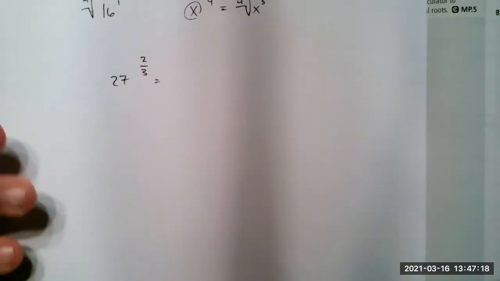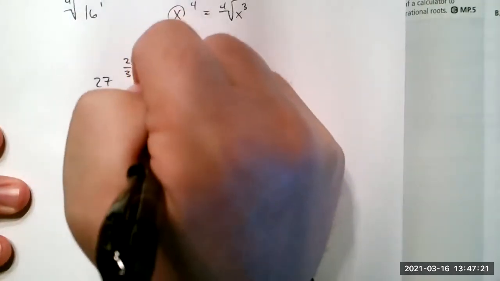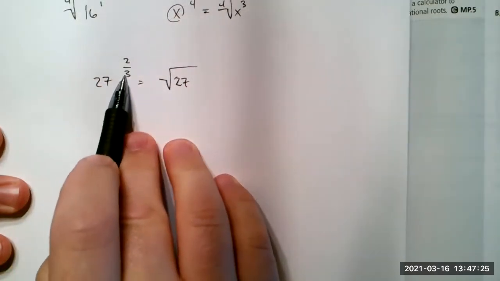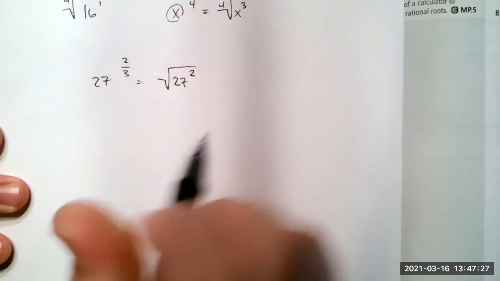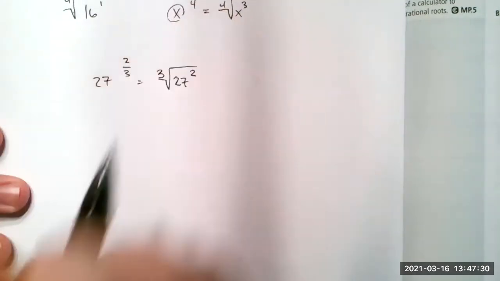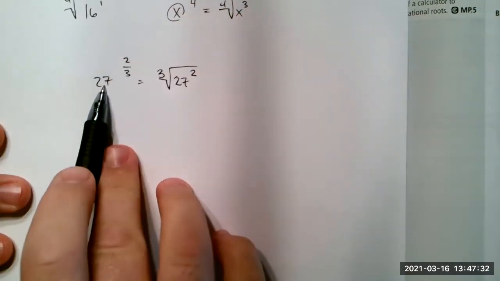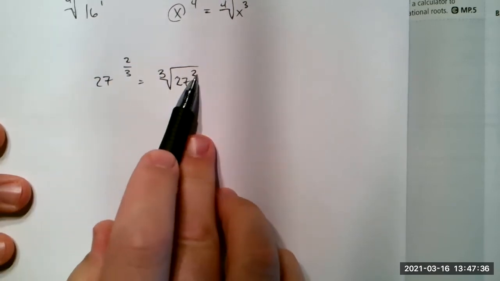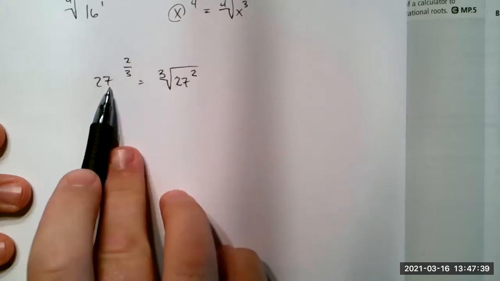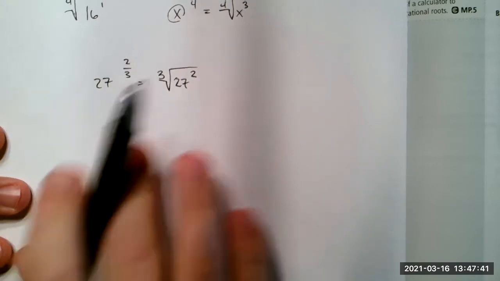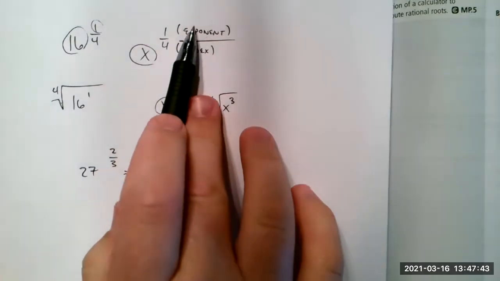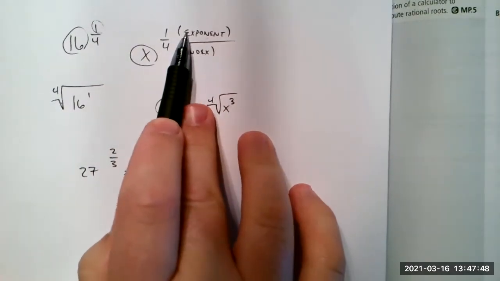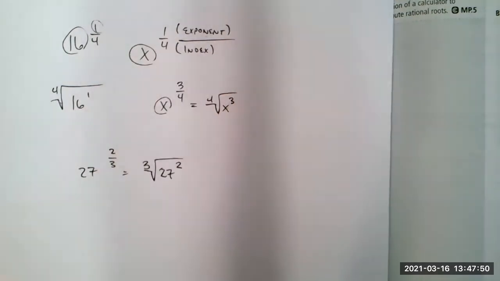That's the same thing as, again, 27 is my base. It's exponent over index. So my exponent is 2, my index is 3. So 27 to the 2/3 power is the same thing as the cubed root of 27 squared. They go hand in hand. They're the same thing. So keep that in mind. Again, the way I remember it is exponent over index. E comes before I in the alphabet. So the top number is your exponent, the bottom number is your index.